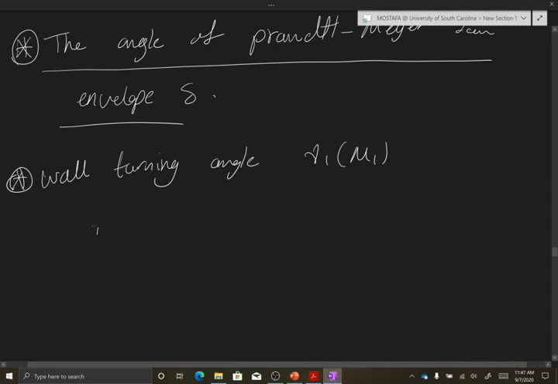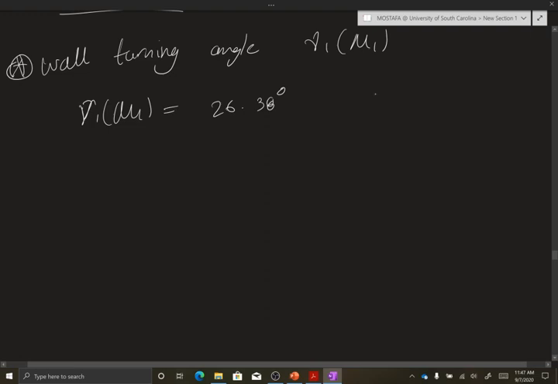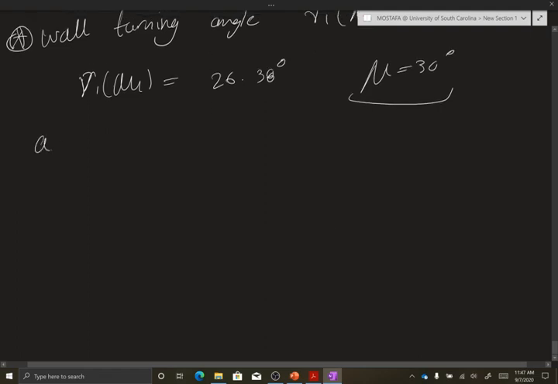So nu 1 of M1 is equal to 26.38 degrees. And then mu was 30 degrees, right? We are not going to use mu at this point. We're going to use it later. The first part is asking us to find M2, right?